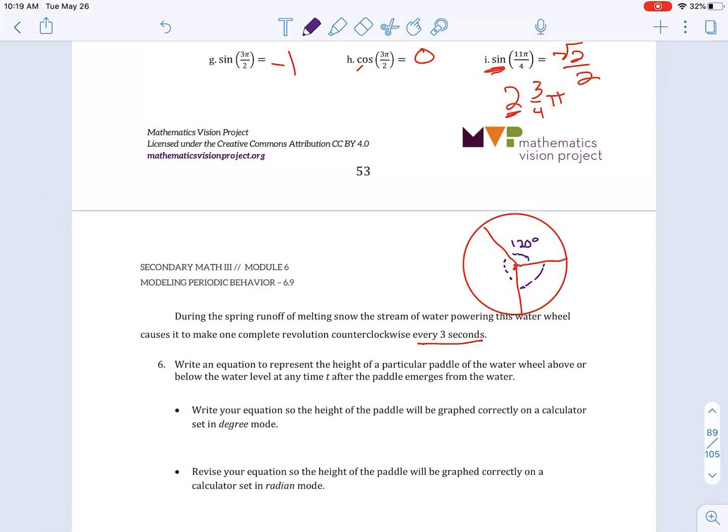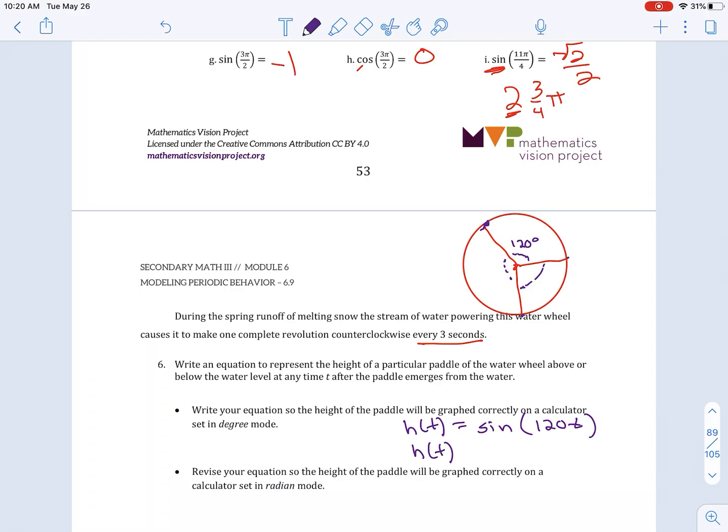So what we're talking about here is the y value at those points. Okay, so this one would be in degrees. It would be h, we'll just say h of t is equal to the sine of 120 t. Okay, and it's sine because we're talking about the y value. Okay, all right, and then on the next one it says do it in radians.